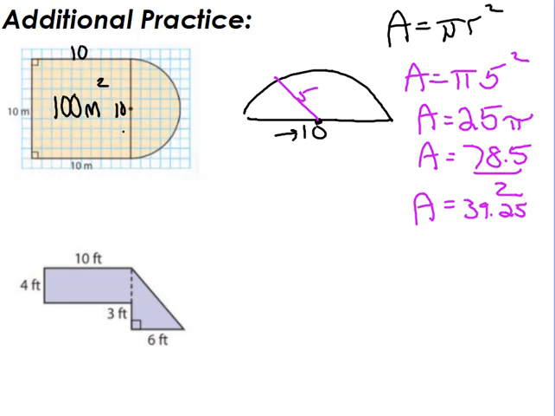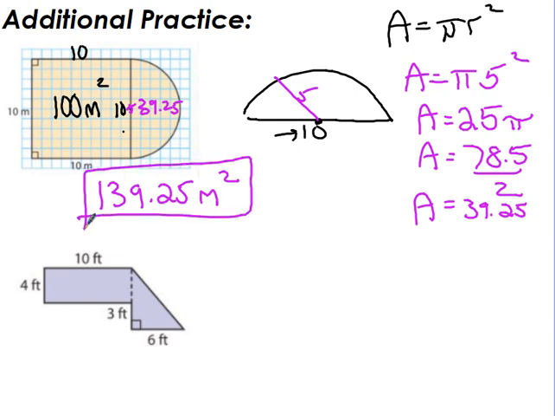So going back, we had the square is 100, and 39.25. If I add those up, I get 139.25 meters squared for this composite figure that I broke into a square and a semicircle.